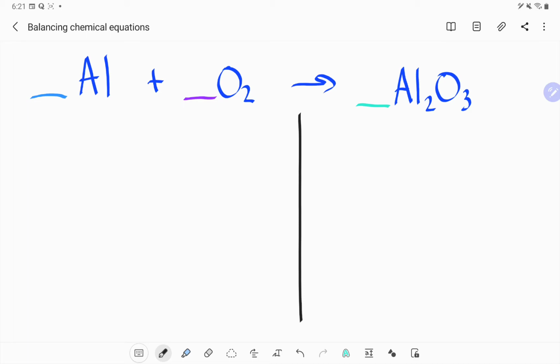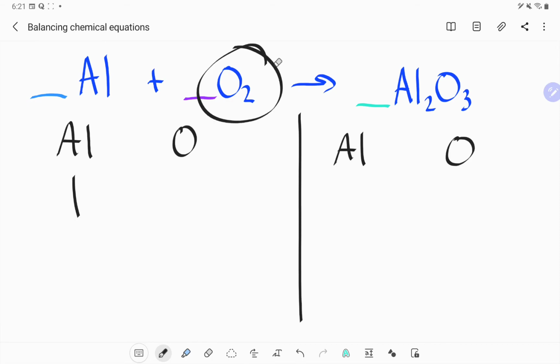All right, now that you're back, we have aluminum and we have oxygen. On the left side, I have 1 aluminum and 2 oxygens. On the right side, I have 2 aluminums and 3 oxygens. All right, I need to start balancing. We know that metals are a little bit easier to balance than non-metals typically, so let's start with that.